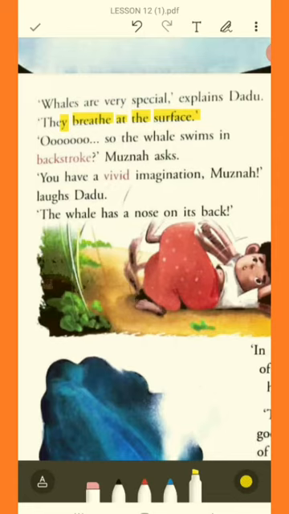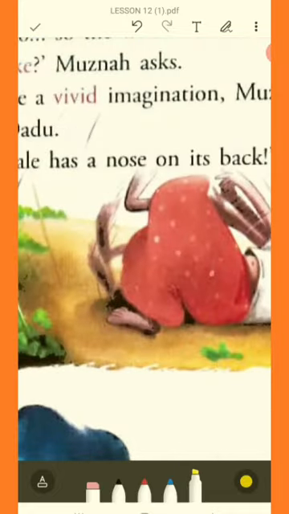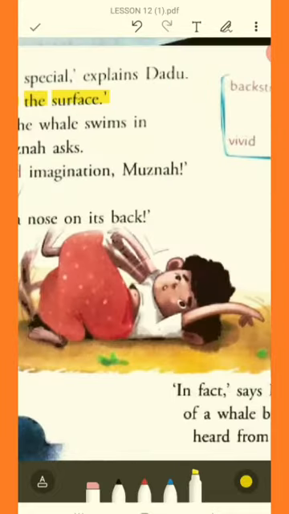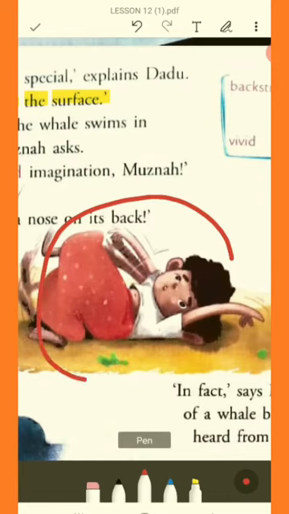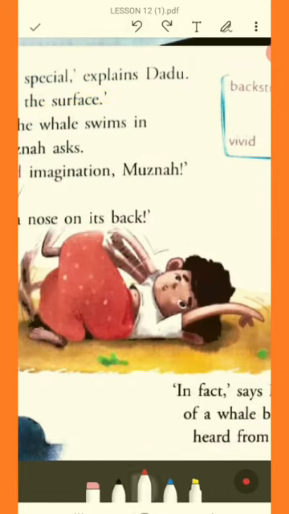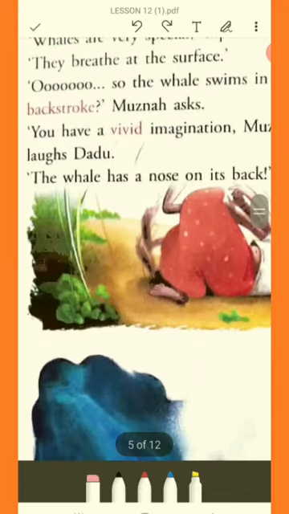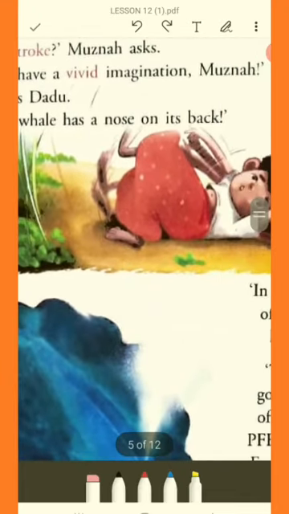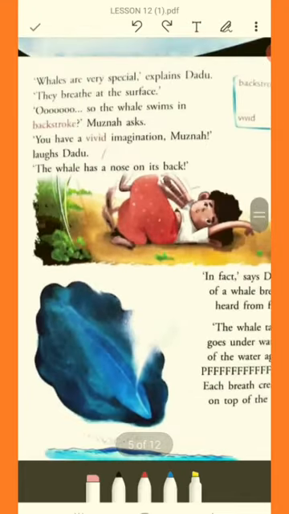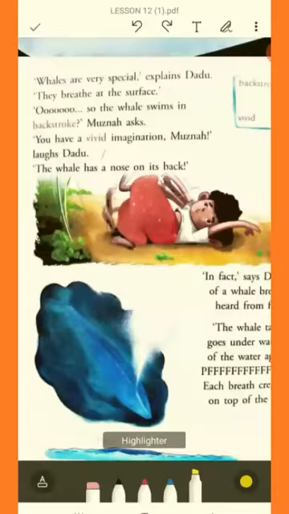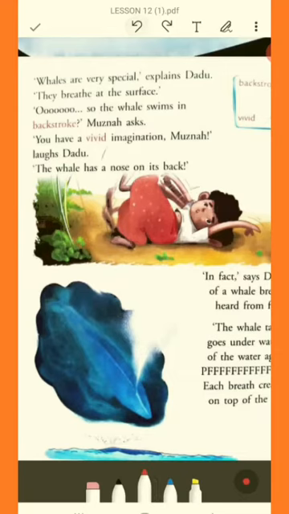Loves Dadu. So Dadu is loving. Ah, Muzna, you have a clear imagination. Okay, so backstroke swimming must be something like this. See, Muzna is showing, moving hands and legs backwards. Clear? It's called backstroke. The whale has a nose on its back. Always remember, the whale has a nose on its back. So now let's continue reading.